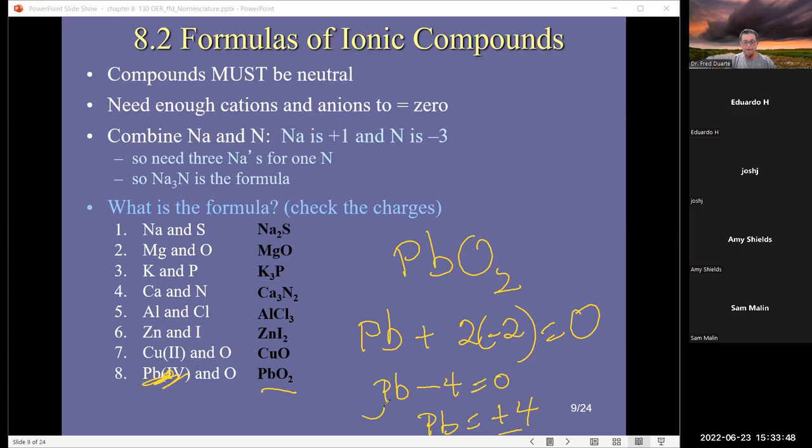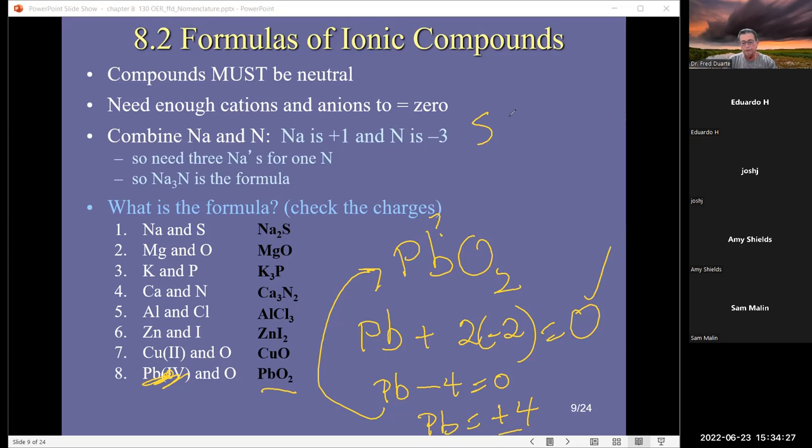Okay, so if I'm given the formula and I don't know, and they ask me, what is the oxidation state of lead? I can calculate it using that equation of total number of cations plus the total number of anions equals the charge of the compound. In this case, the charge of the compound was 0. Okay? And you always will know the oxidation state of one or the other.